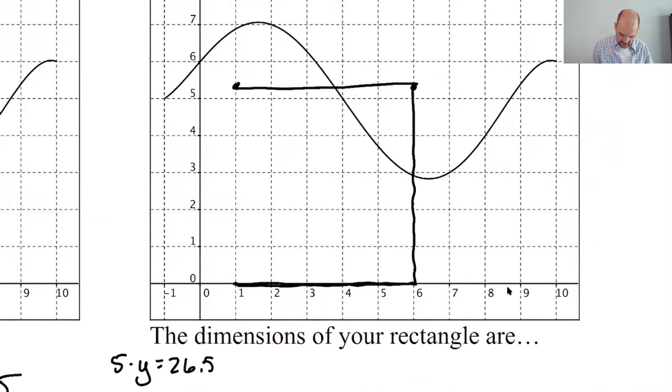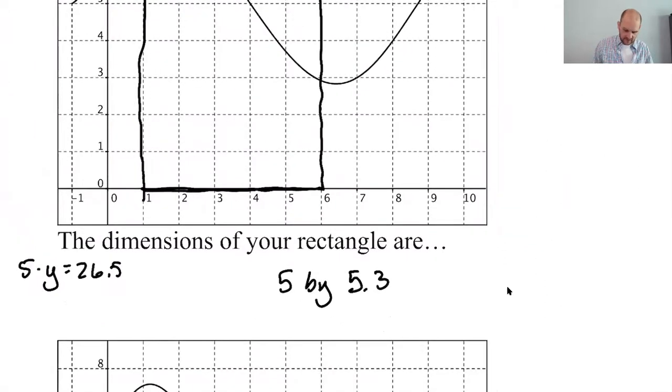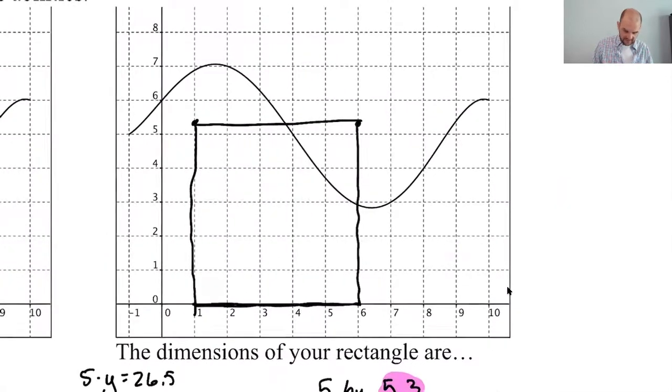So this rectangle should have the same area, right? This is a rectangle that is 5 by, I forget what I said, 5.6 maybe? 20, it can't have been that. I think I said 5.3. 25 and 1.5 is 26.5. So 5 by 5.3. 5.3 is the average value of this function.